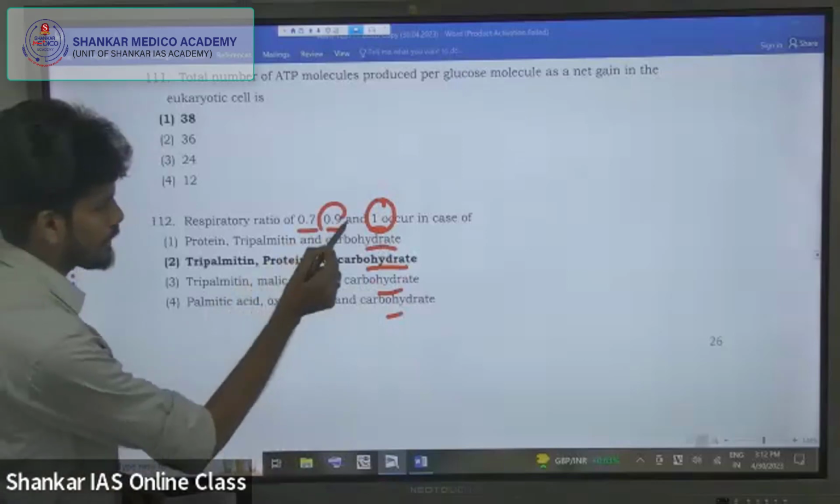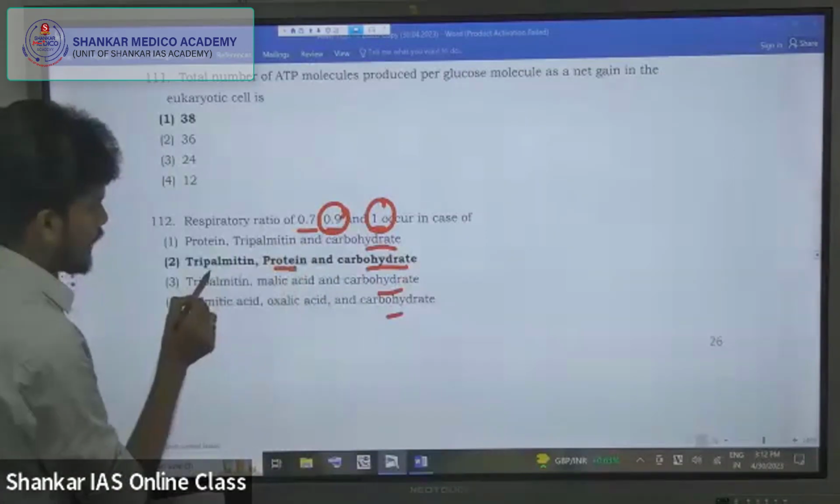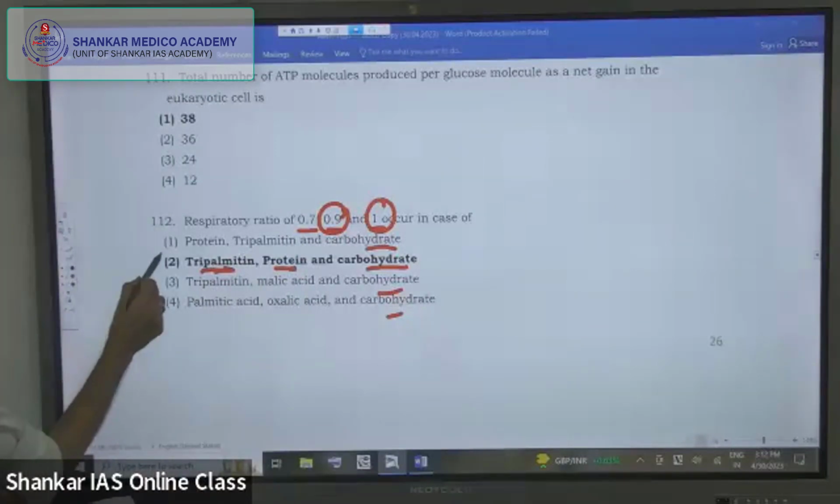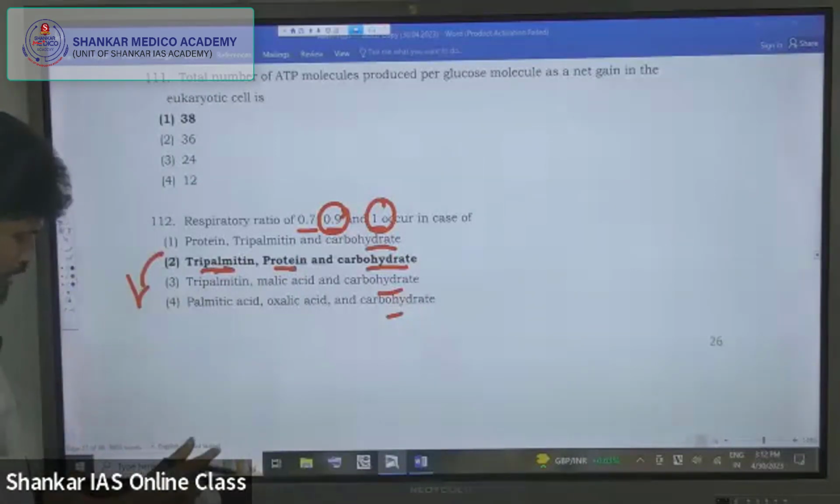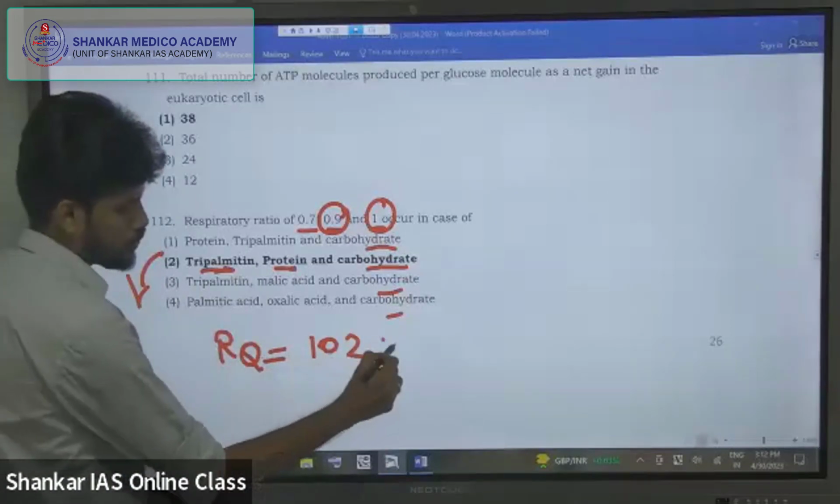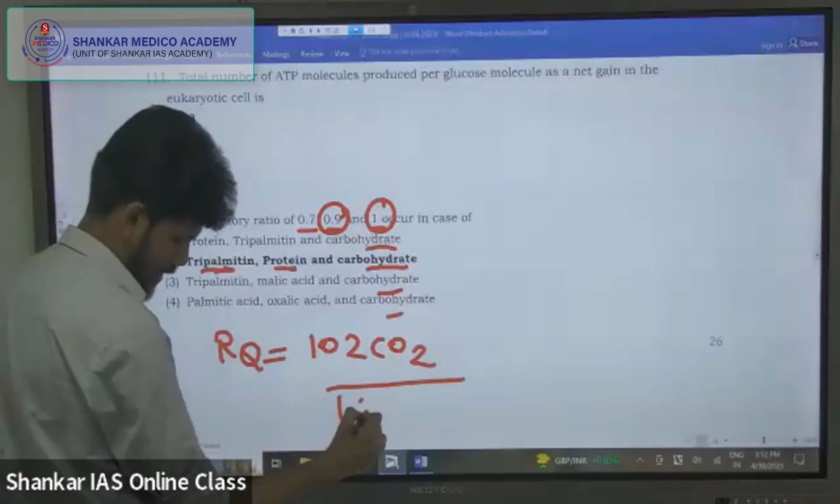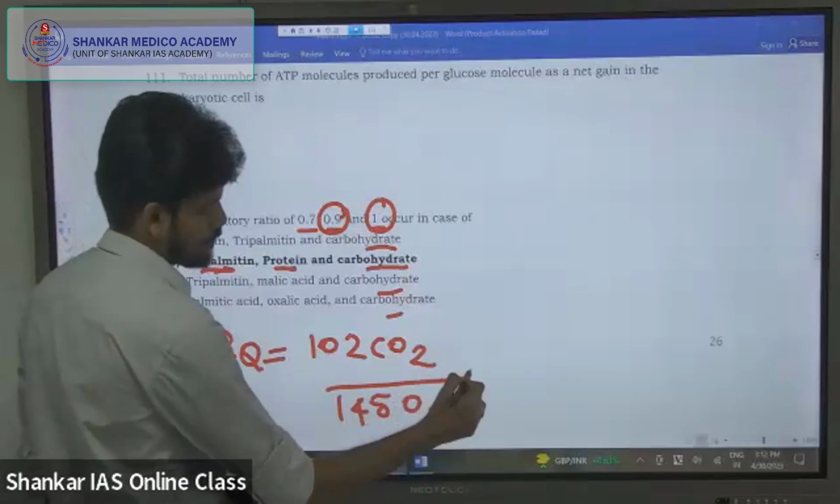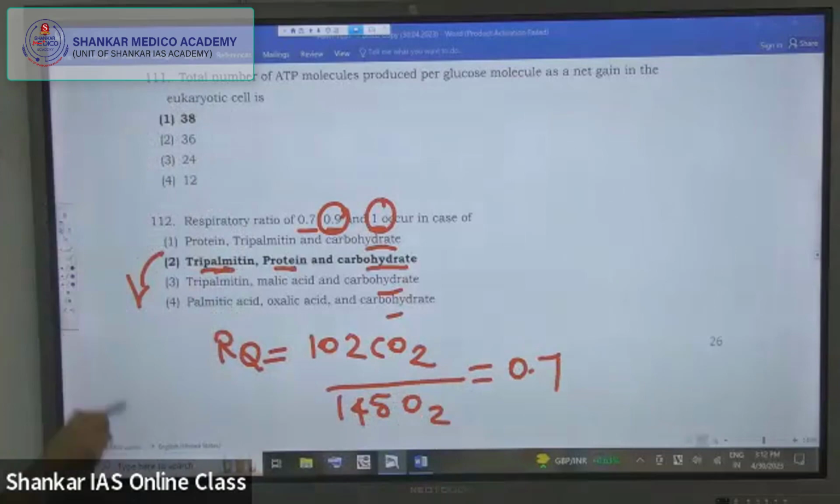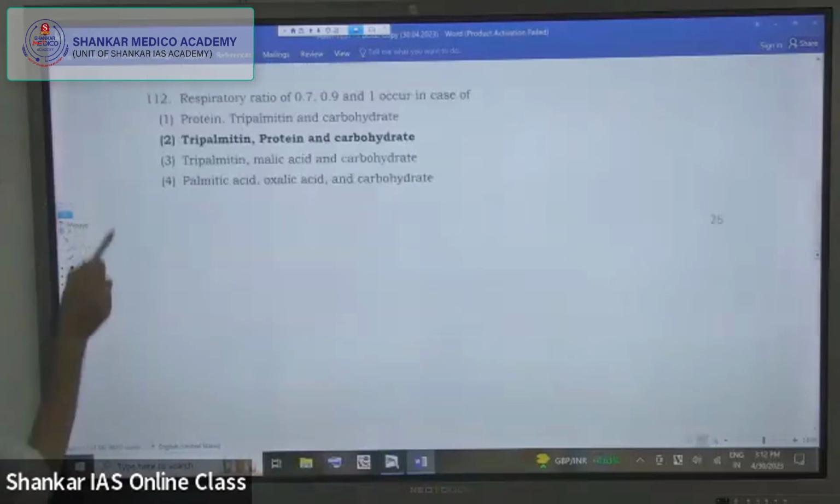Then 0.9 will be the protein, and 0.7 will be the tripalmitin. Okay, so this is the fatty acid. The RQ will be 102 CO2 divided by 145 oxygen. So this will be 0.7. This is the RQ of tripalmitin.